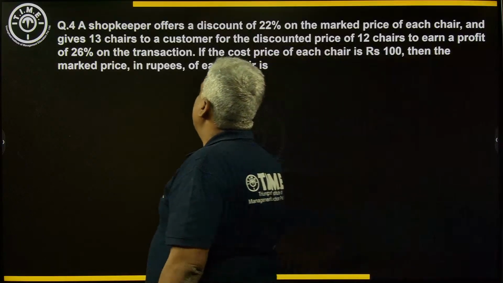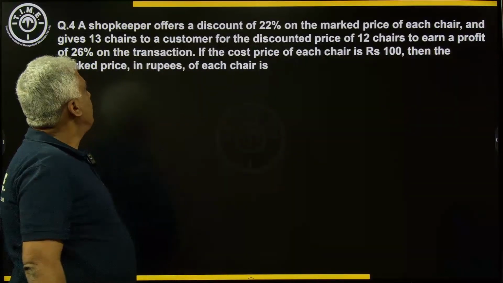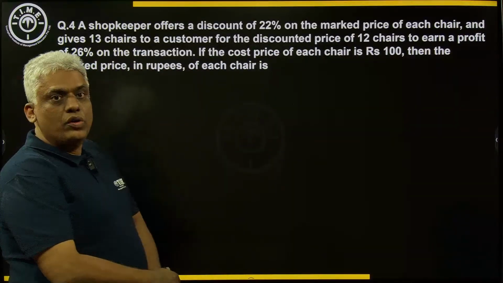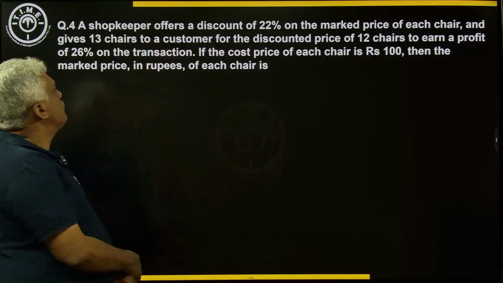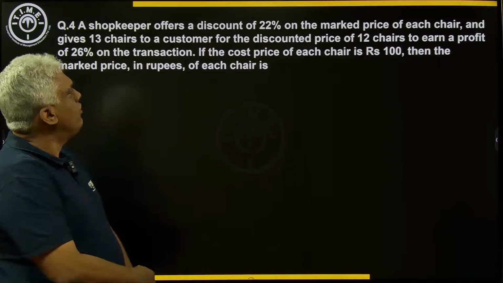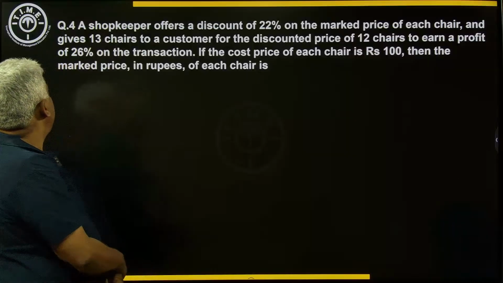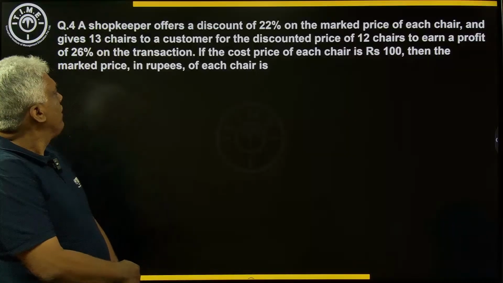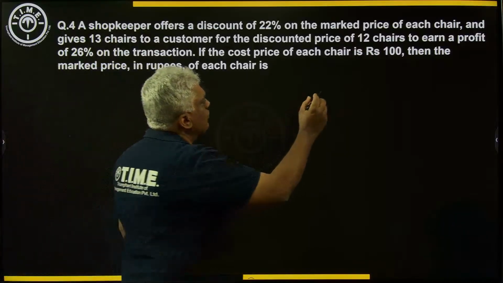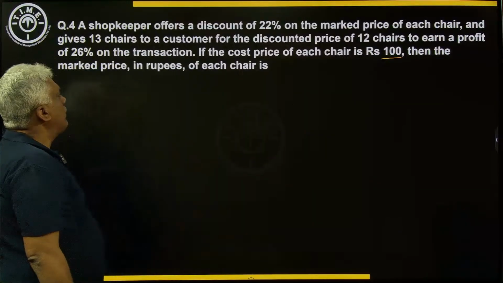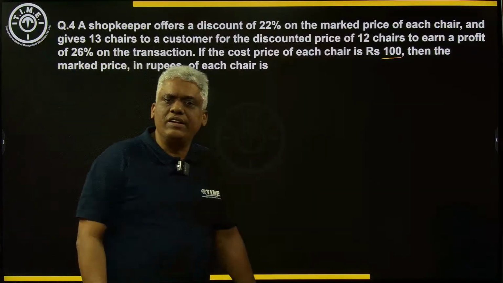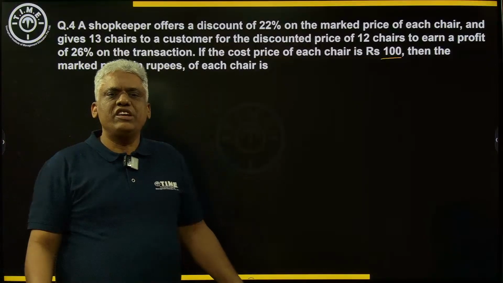Okay, let's see this question. A shopkeeper offers a discount of 22% on his marked price of each chair and gives 13 chairs to a customer for a discounted price of 12 chairs to earn a profit of 26% on a transaction. If the cost price of each chair is 100 rupees, then the marked price in rupees of each chair is... let's say the marked price of each chair is MP.